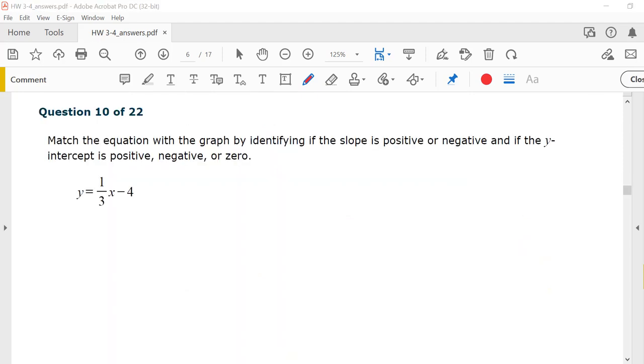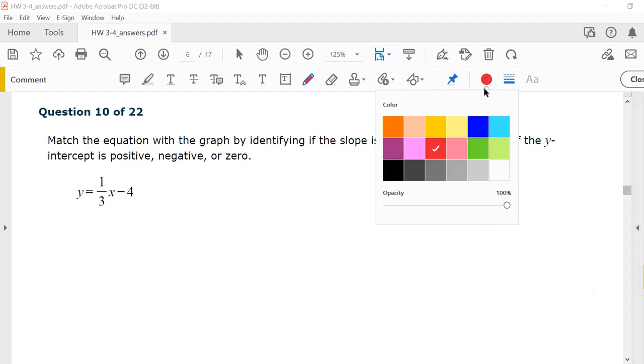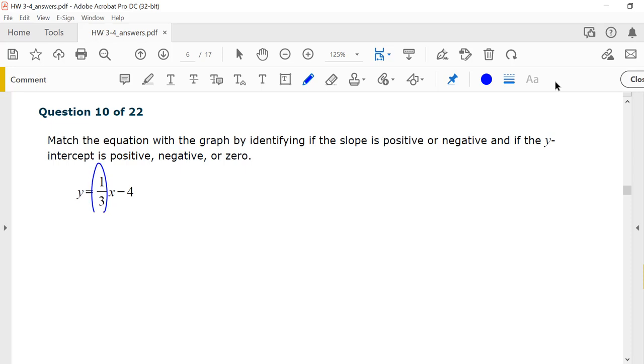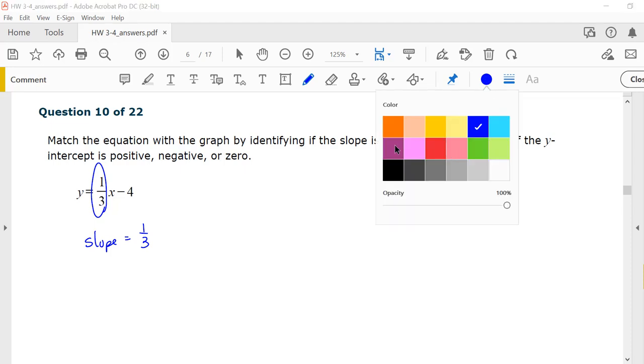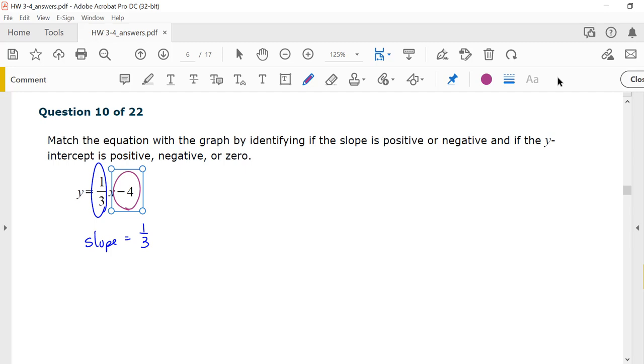Number 10, match the equation with the graph by identifying the slope. If the slope is positive or negative, and if the y-intercept is positive, negative, or 0. Okay, before we do anything, the slope is 1/3. So it's a positive slope. The y-intercept is -4. The y-intercept would be 0, -4.